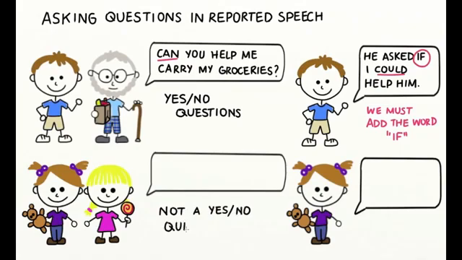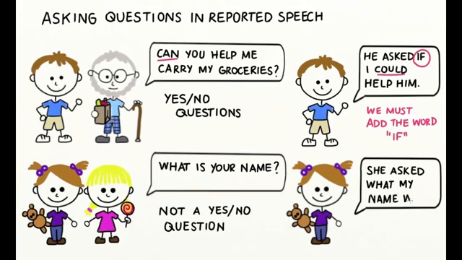Okay, now let's try something that's not a yes or no question. For example, what is your name? In reported speech, we would say, she asked what my name was. We don't need to switch the subject and the verb, and we don't need the word if.